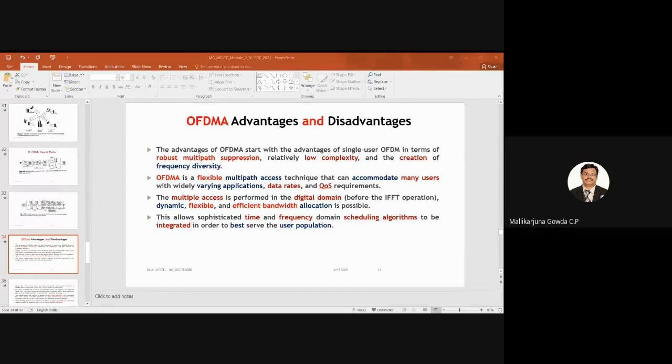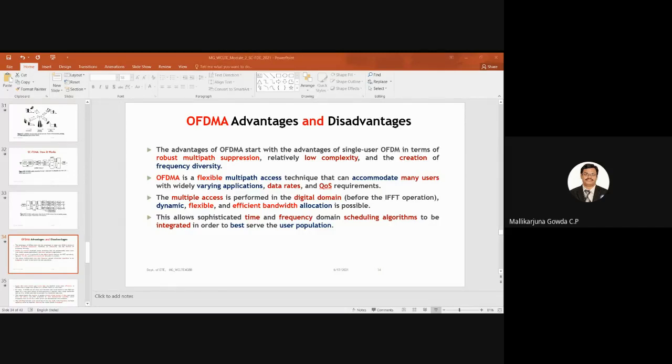OFDMA is a flexible multiple access technique, okay? So it can accommodate many users with widely varying applications, data rates, as well as quality of service requirements. So this is the big advantage of OFDMA, okay? It is one of the flexible multiple access techniques, and it can accommodate many users.